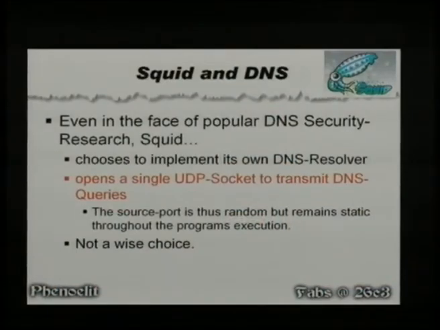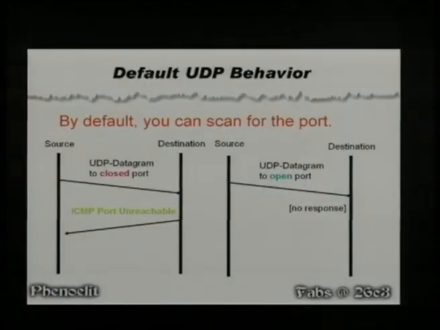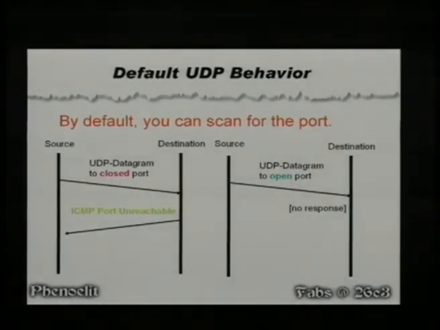What it does is it opens a single UDP socket to transmit all DNS queries. Okay, so this is a random port. That's nice. But it's static. It remains the same over the entire lifetime of the cache. And that's not a wise choice, because by default, you can actually scan for this. If you send a UDP datagram to a closed port, you get an ICMP port unreachable by default. Otherwise, you just don't get any response, so you can see whether the port is open or not.